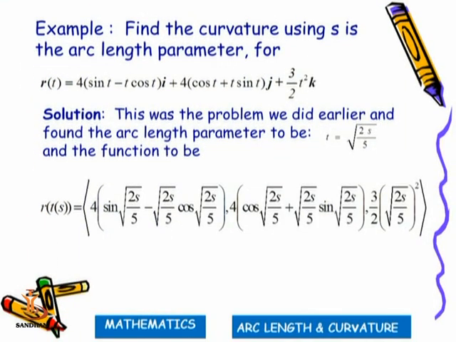Let's see another example. Find the curvature using x and the arc length parameter for r(t) equal to (4 sin t minus t cos t) i plus (4 cos t plus t sin t) j plus (3/2) t square k. We have already seen this type of question for arc length. We measured the arc length earlier, and found that t equal to the square root of 2s/5, correct? So we are substituting here the value of t.